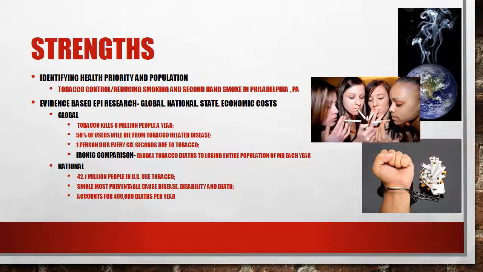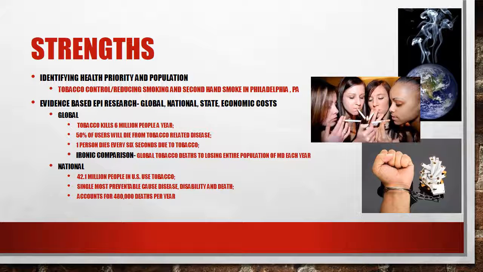While reviewing the rationale for a tobacco control program in Philadelphia, I determined that it had several strengths. One of the strengths was identifying the health priority and population. It was clear who they were targeting and what the problem was. They also did an excellent job of providing evidence-based epi research on a global, national, and state level and highlighting some of the economic costs.